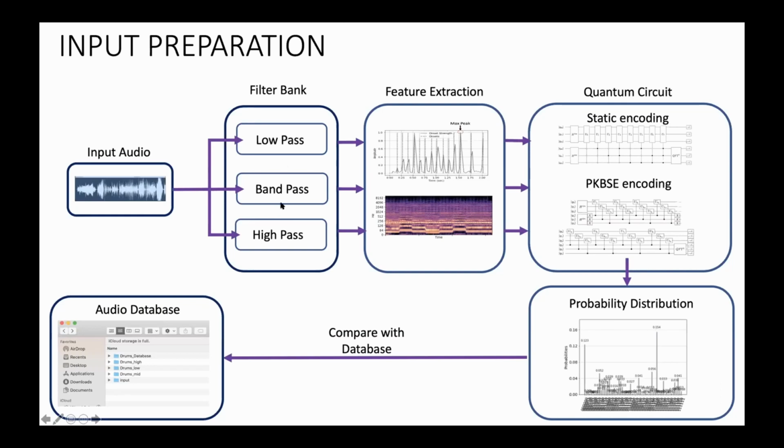So we feed in the audio file, feed it through our filter bank, we get our features, and then I use two different circuits. There are two different kinds I could choose from. One is what I'll talk about in the next slide, which is static encoding. The other one is PKBSE encoding, which is phase kickback sequencing encoding. I made that one up completely myself because static encoding has limitations that I very soon encountered. Then it does the same process where it finds its probability distribution after you measure it. Instead of saving it into the database, it goes through the database and compares the probability distributions together, and finds which ones are closest and furthest away from the one for the input audio.